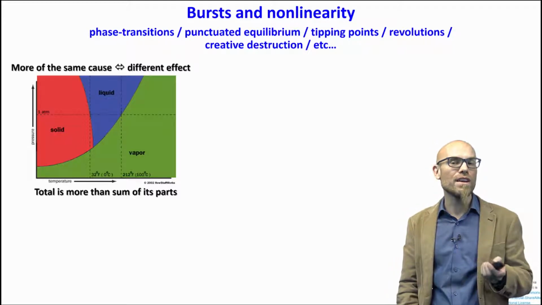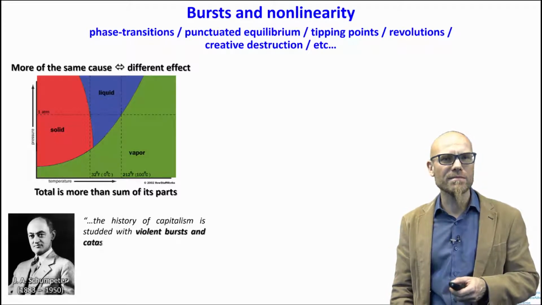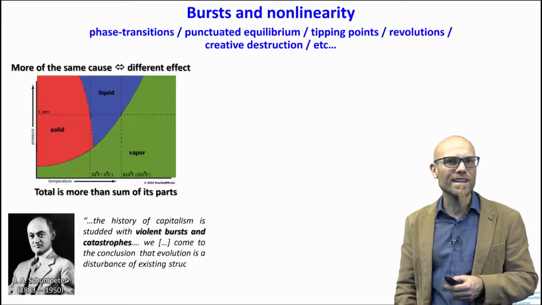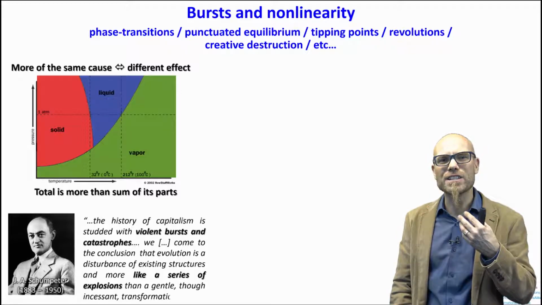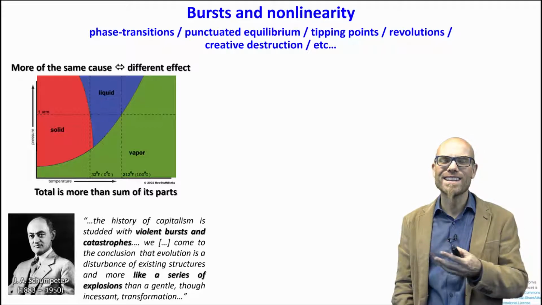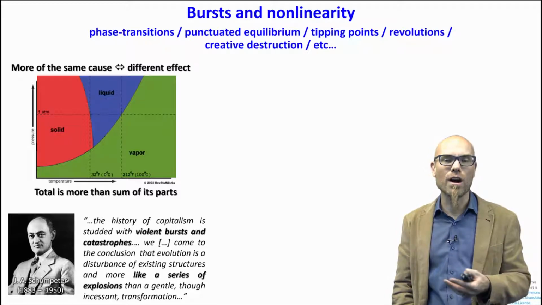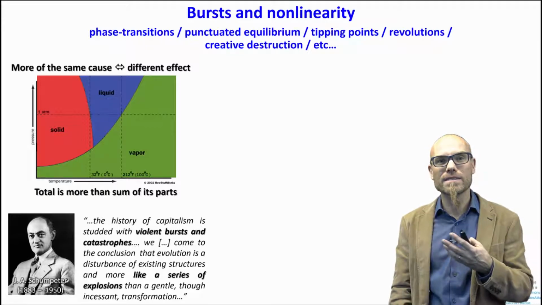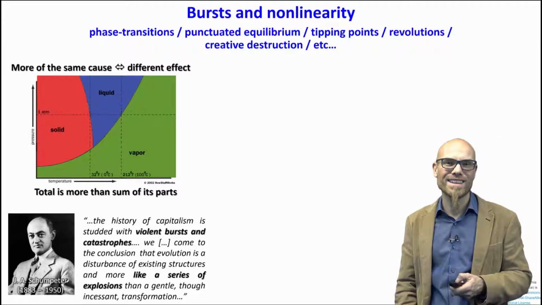To say it in the words of the evolutionary economist Schumpeter, he says, the history of capitalism is studded with violent bursts and catastrophes. We come to the conclusion that evolution is a disturbance of existing structures and more like a series of explosions than a gentle, incessant transformation. So he says actually the history of evolution of society, and his book is also on democracy and society in general, governance systems, and the economy, of course, says, well, it's bursts and catastrophes and explosions that you often see, revolutions that you often see.